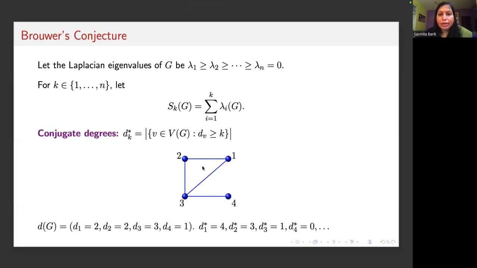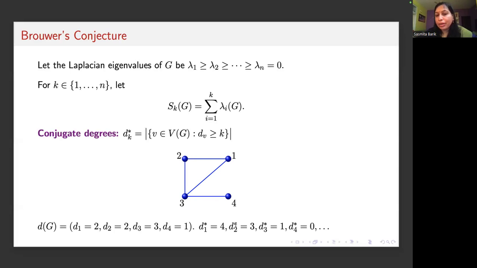Like for example, here this is the graph. Then you have the degrees: d1 is 2, d2 is 2, d3 is 3, and d4 is 1. So if I look for d1 star, that means I'm looking for how many degrees are greater than or equal to 1. So those will be 4. So d1 star is 4.